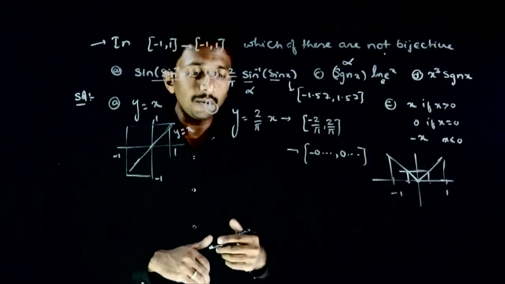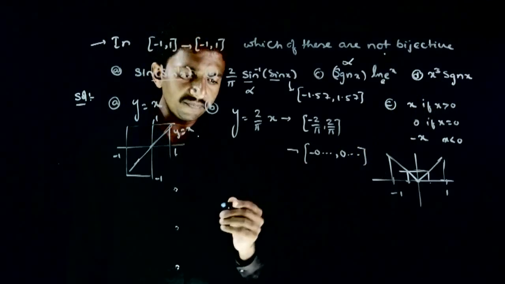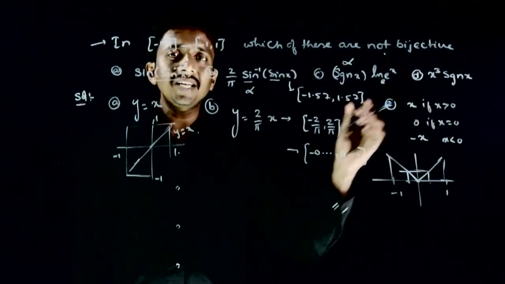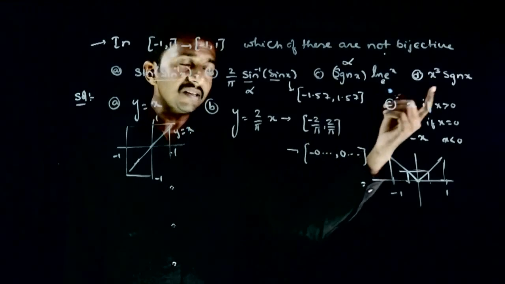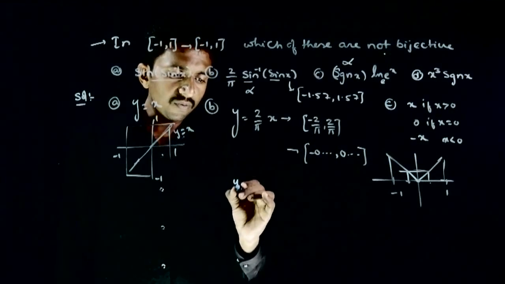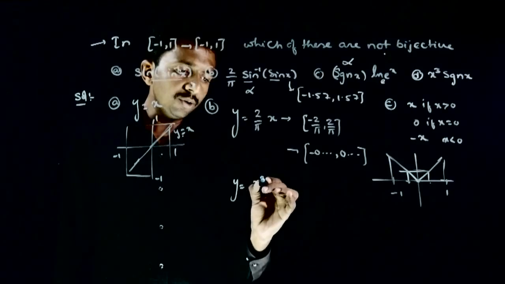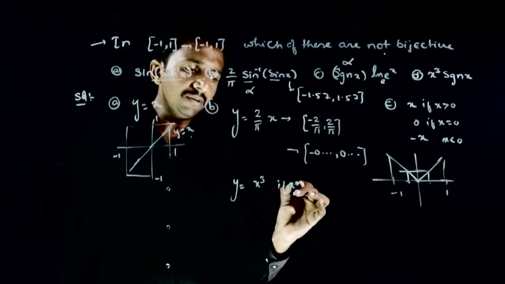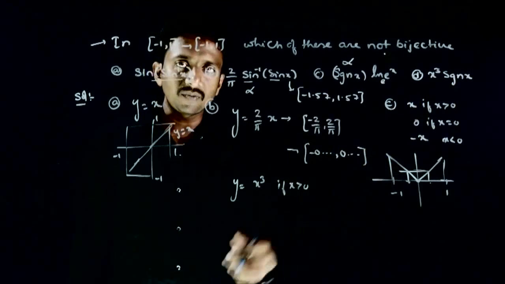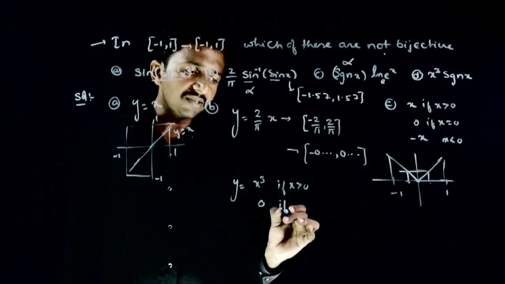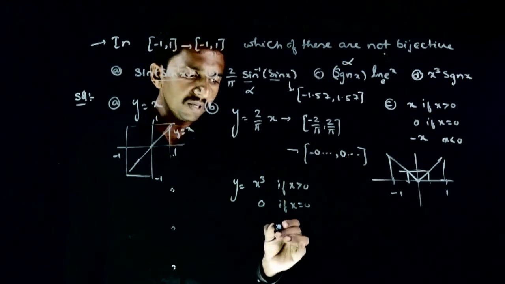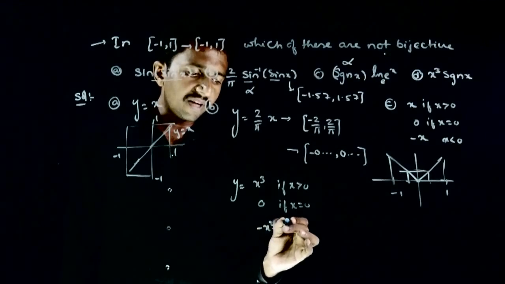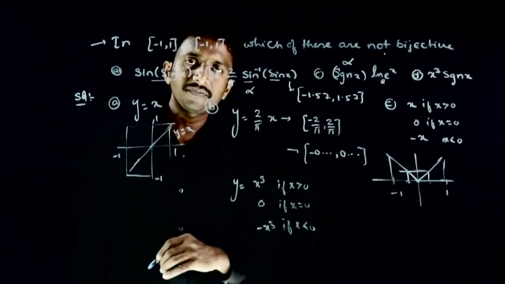So let us go to the next option. Option भी similar है. x cube into signum x. So signum x is a piecewise defined function. So y is equal to x cube if x is greater than 0. x greater than 0 में signum x 1 हो जाएगा. 0 if x is equal to 0. x equal to 0 में signum 0 है, so 0, minus x cube if x is less than 0.